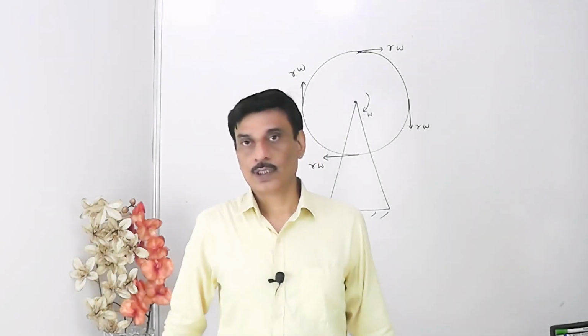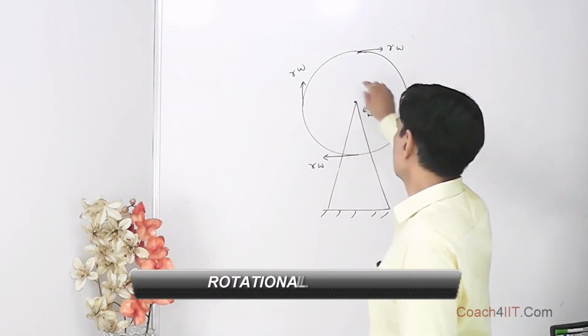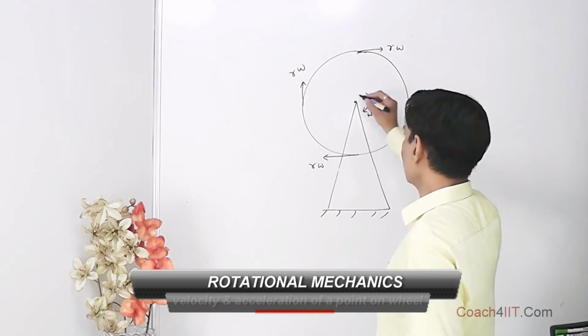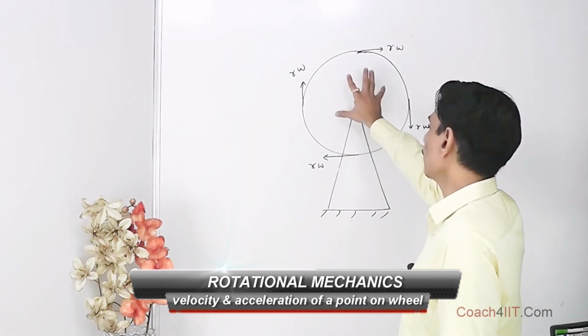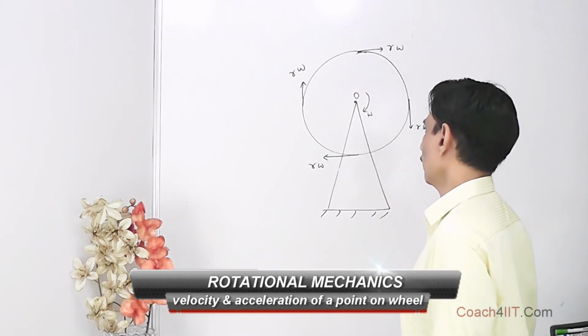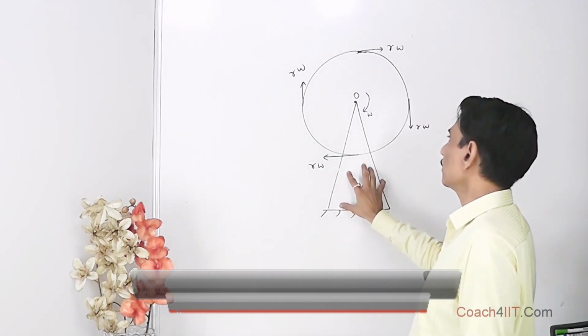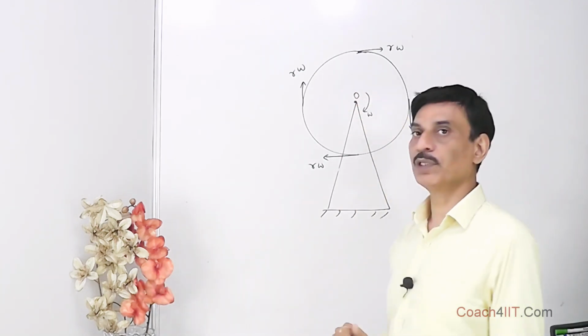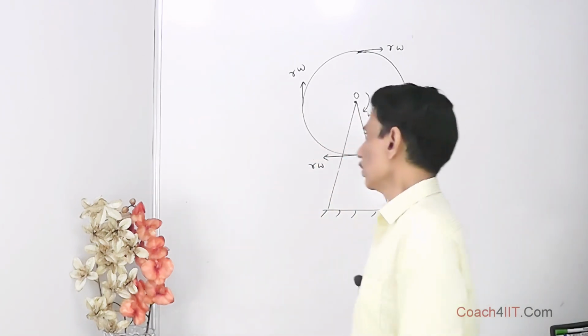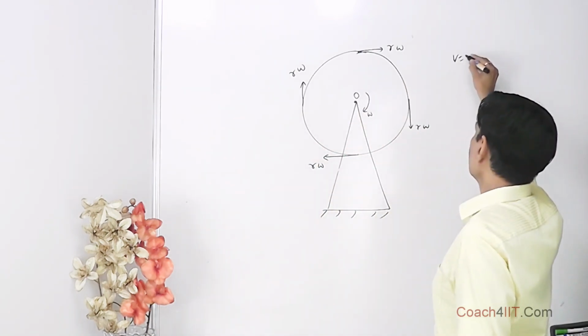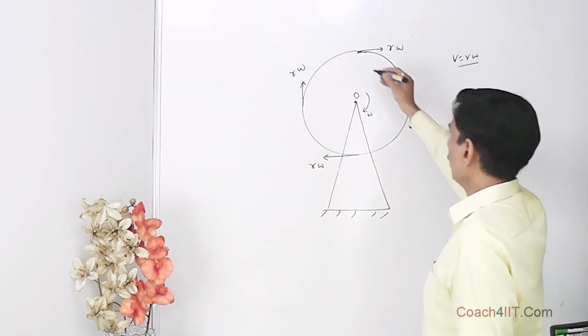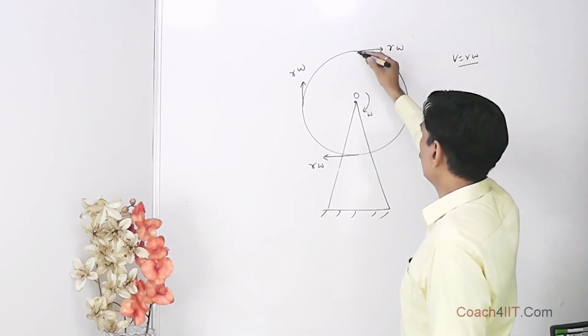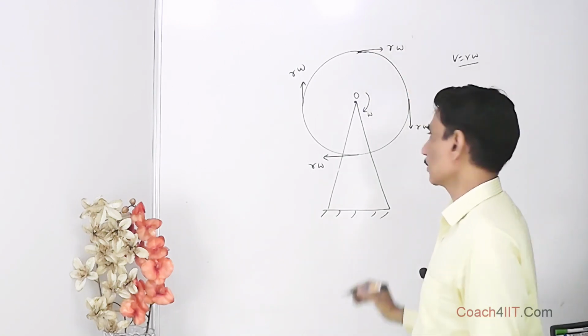Take the case where there is a wheel which is rotating about axis O. This wheel is fixed on a mount. This mount is stationary and this wheel is rotating with angular velocity omega. So we know v is equal to r omega. So the velocity of this point is going to be equal to r omega in this direction.